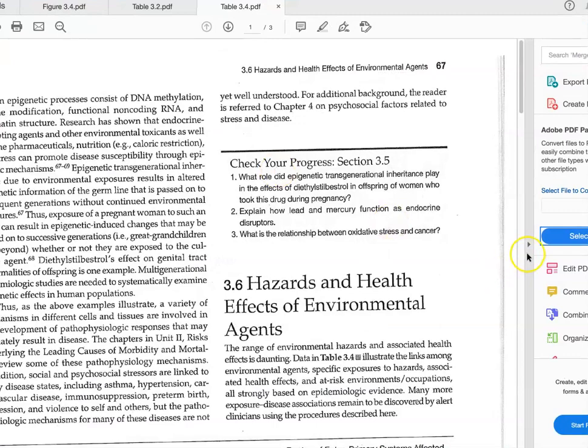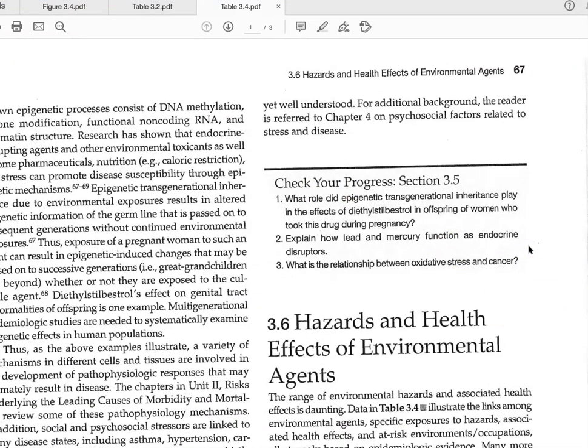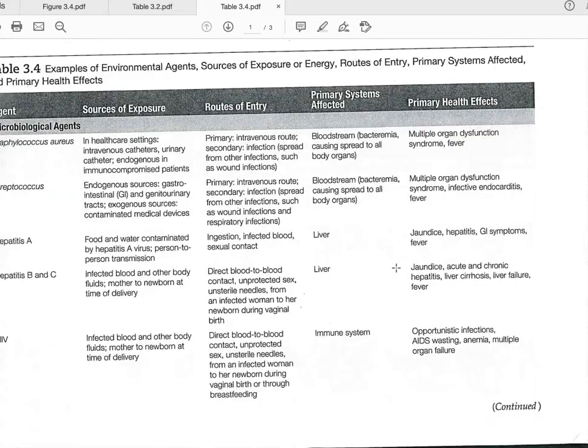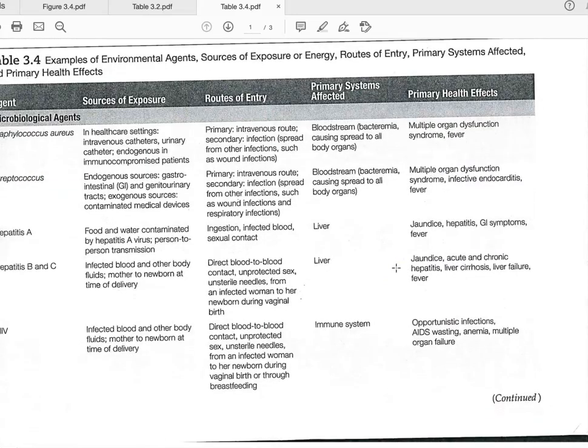Let me make this bigger. And again, I apologize if some of it ends up not being on your screen, but take a look at this yourself. So here it's showing you some biological agents, specifically microbiological agents, explaining where you might be exposed to these, how they then get into your body, what the primary systems affected are, and then what potentially could be the health effects from it.